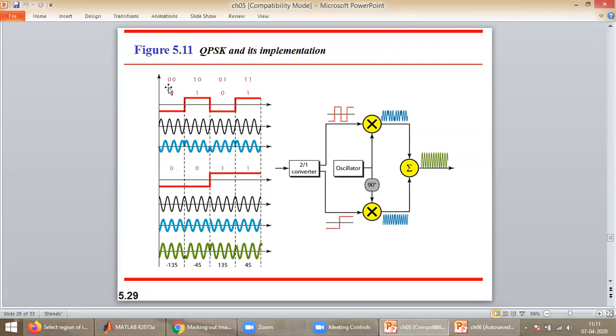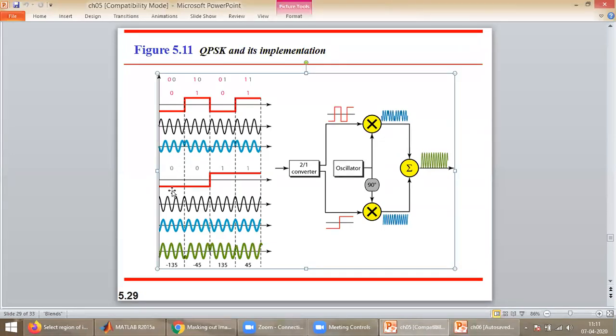Now we'll see how to send these bits to modulators. Quadrature means we are using four phase values. So 0 0 1 0 0 1 1 1, two bits at a time. Take the first bit, and for that generate a digital signal. The first bit is 0, so 0 means negative voltage. Take the second bit, 0, negative voltage.